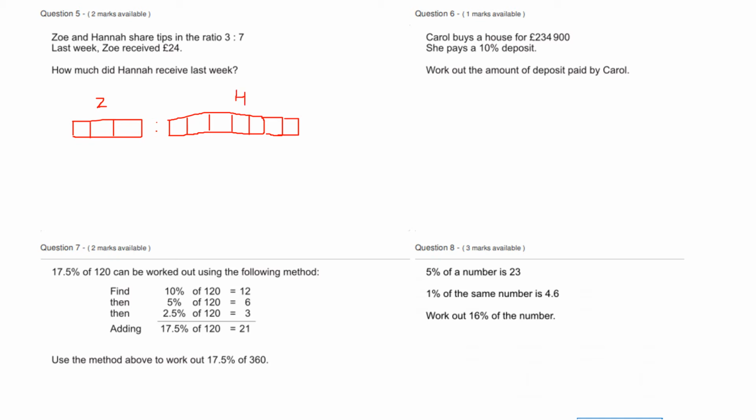Now they've told us that Zoe received £24. So this here is £24. So you need to use that to work out what the quantity of one part is. So you've got 3 of them. So what must one part be? And then all of these parts that Hannah gets are the same. So once you know what the question mark is, well, we know Hannah gets 7 lots of that. So you can times that by 7.